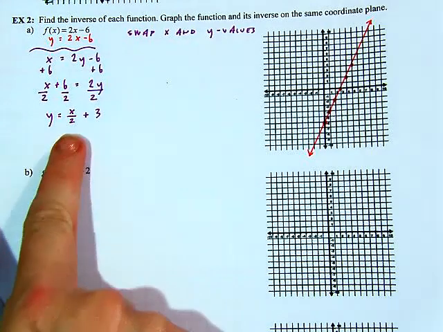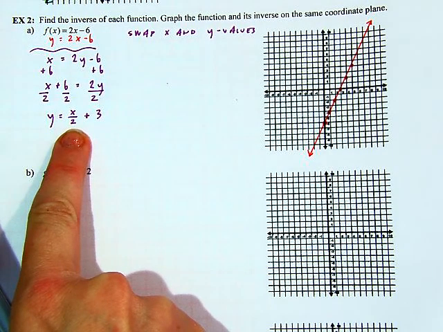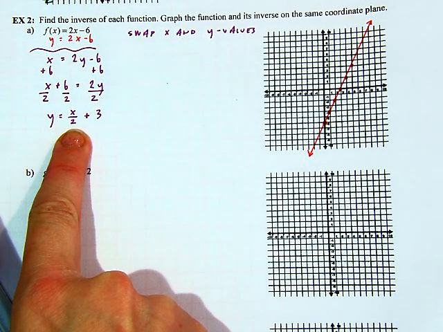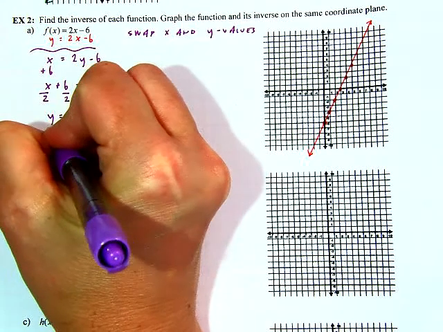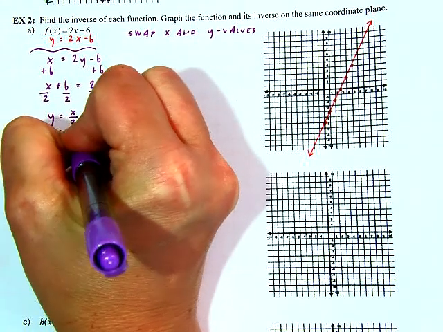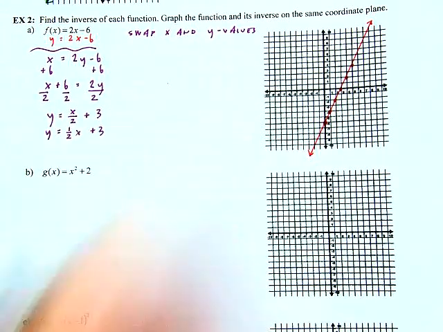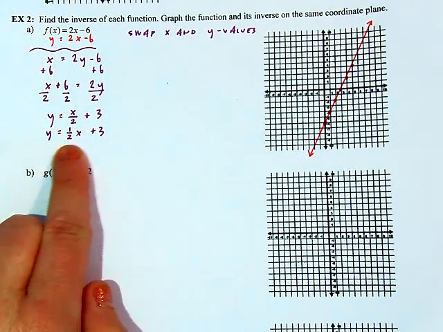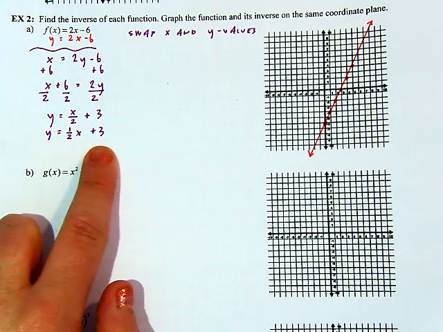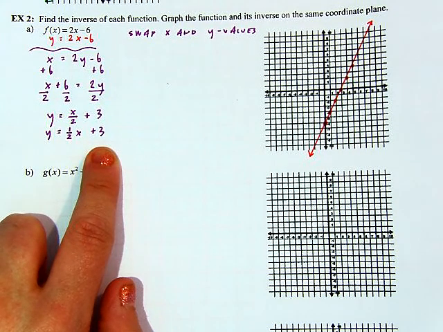Whenever I have x over 2, that's really the same thing as saying 1/2 of x, so I'm actually going to take the time to write it like that too. It's a little bit easier to graph and see in that structure. My inverse is also a line: y equals 1/2 x plus 3.